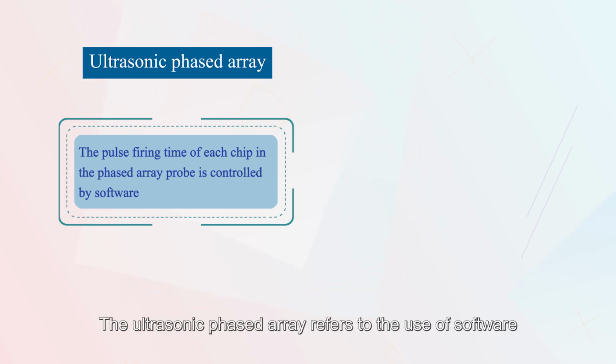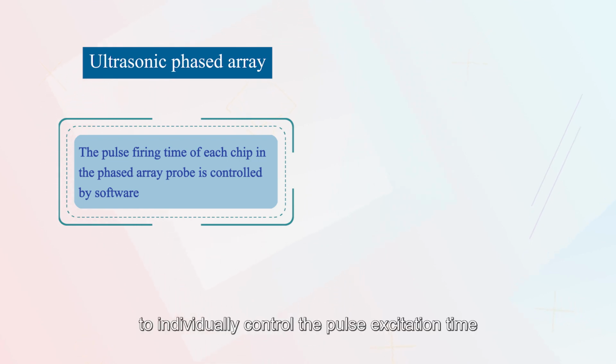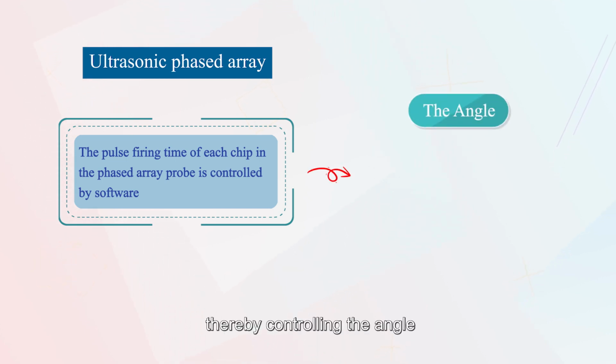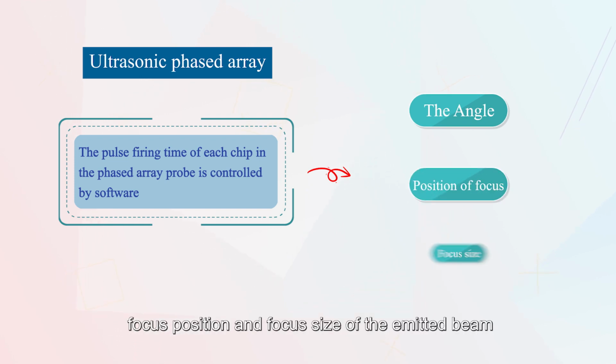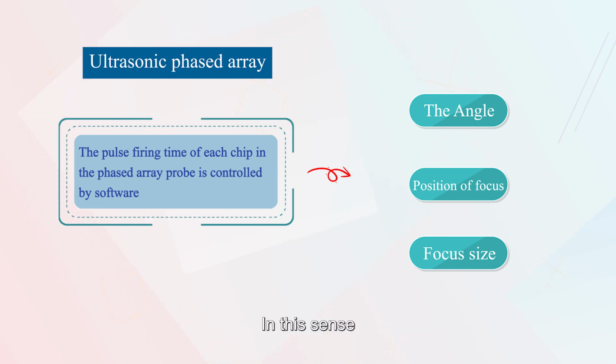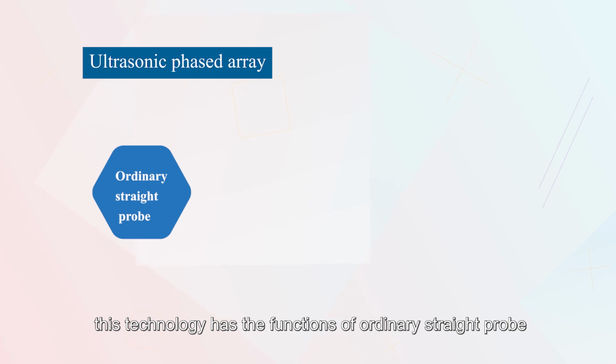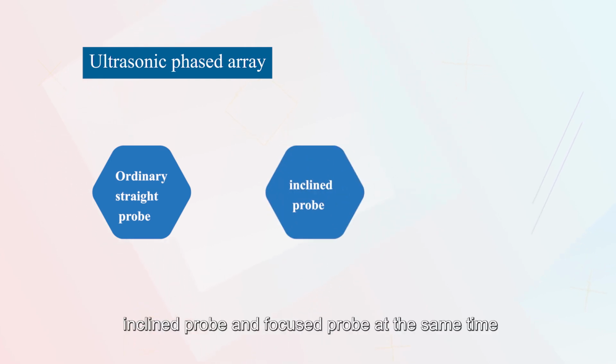The ultrasonic phased array refers to the use of software to individually control the pulse excitation time of each element in the phased array probe, thereby controlling the angle, focus position, and focus size of the emitted beam. In this sense, to a certain extent, this technology has the function of the ordinary straight probe, inclining probe and focused probe at the same time.